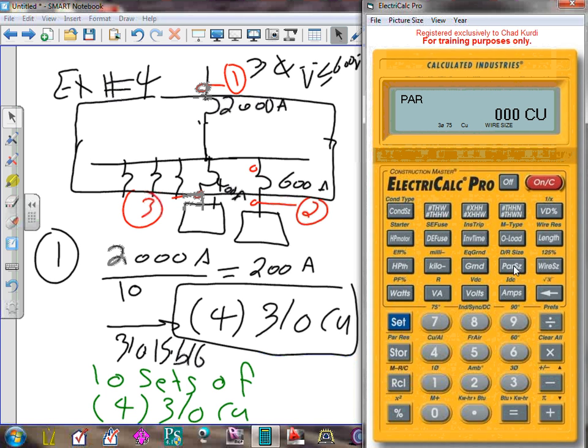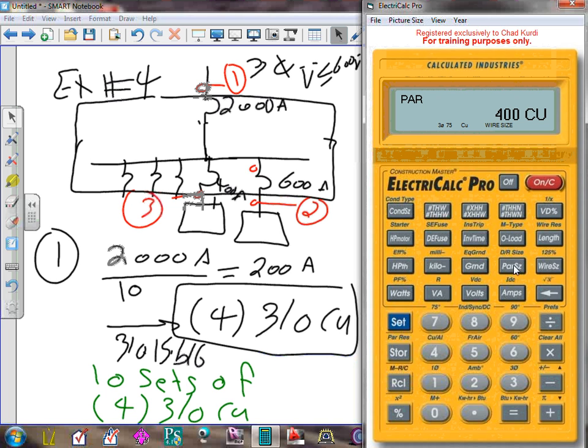Yes, sir. What if you didn't use 10? I changed my mind. I'm going to use 12. Go right here, type 12, and hit parallel again. 2/0. I changed my mind. I'm going to use 6. Hit 6 and parallel. You get 400 kcm. Does that make sense? 6 runs of 400 kcm. Any question, guys, about this? Is that powerful or what?